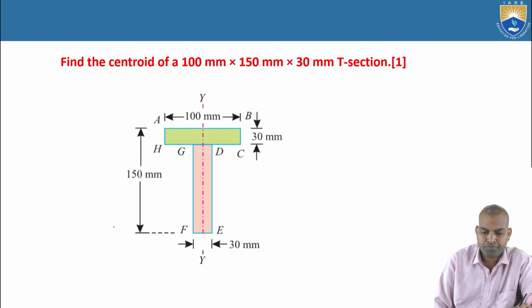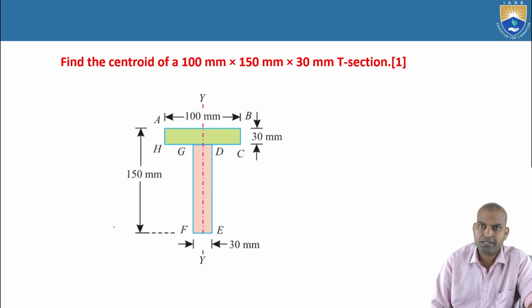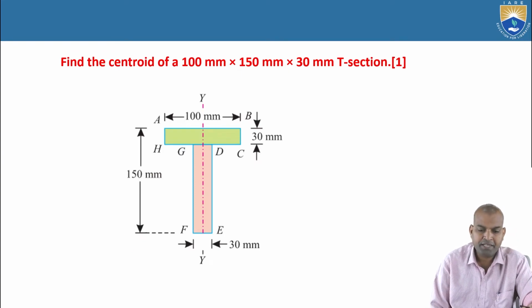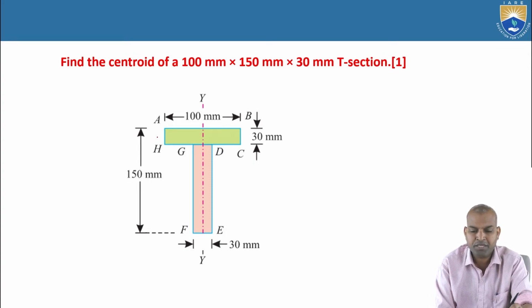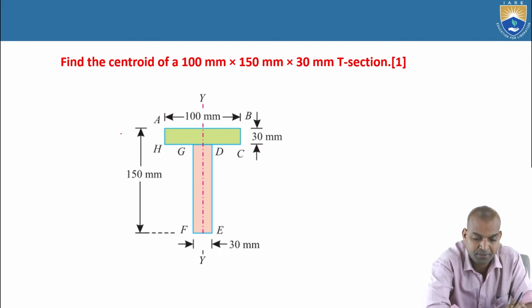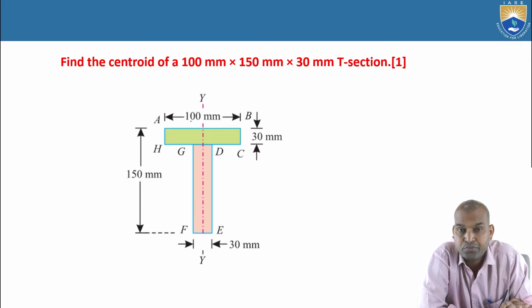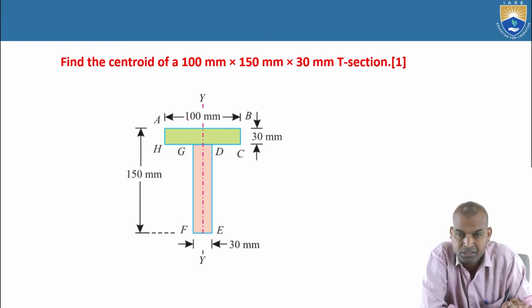Now, coming to solve: what is the centroid of the section? Find the centroid of a section 100 millimeters wide, 150 millimeters high, and 30 millimeters thick. Here we consider the T section. The T section is symmetrical about the vertical axis Y.